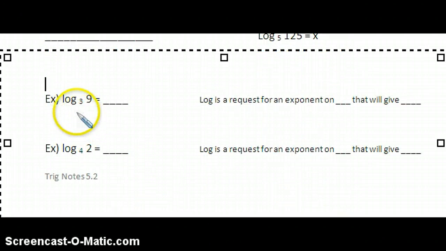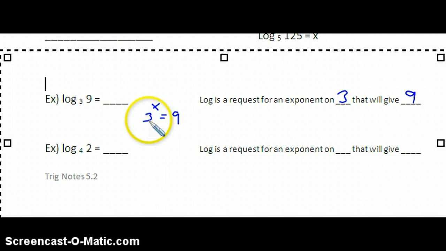So now let's take a look at a problem where we're asked to figure out what this log is equal to. It says log base 3 of 9 equals what? We're trying to figure out what that what is. So let's write this in exponential form. Remember that this problem is saying log is a request for an exponent on our base of 3 that will give us a 9 as our answer. So in other words, 3 raised to some power we don't know equals 9. Well, this is a pretty basic one. We know that 3 squared is the same as 9, so my answer here would be 2 because that's my exponent.